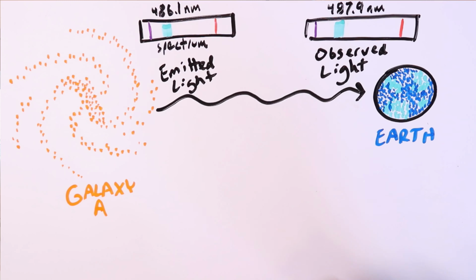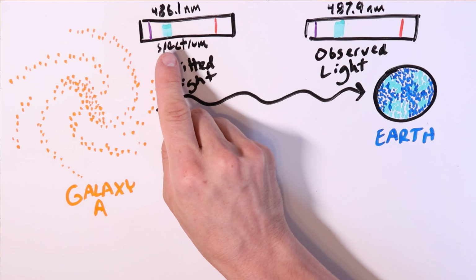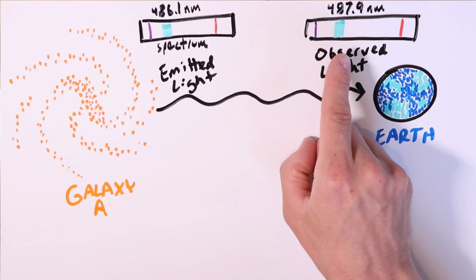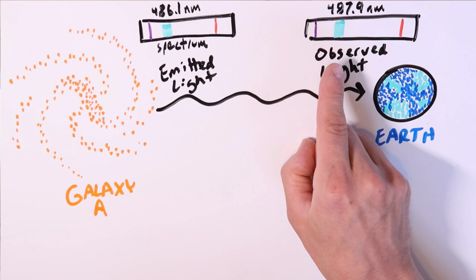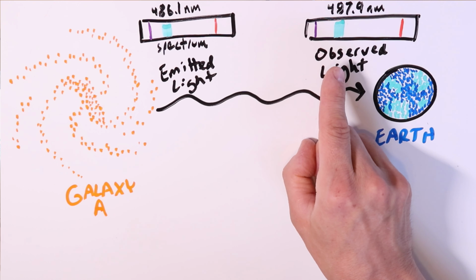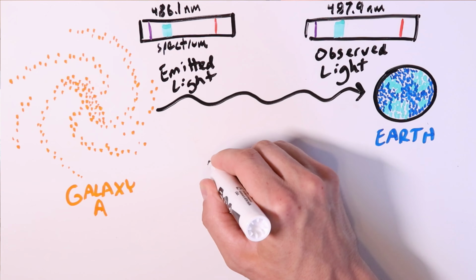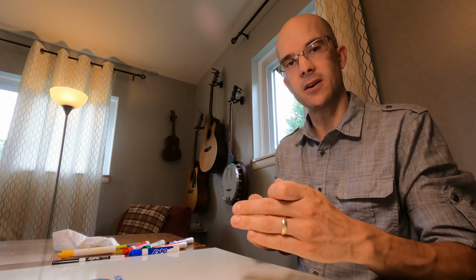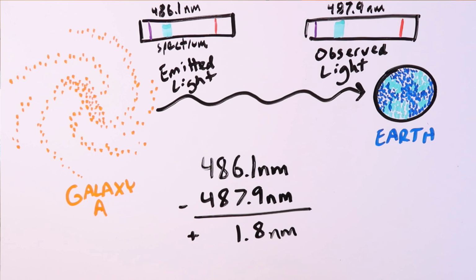We know that the emitted light from this galaxy includes this emission line at 486.1 nanometers. But in the observed light, by the time that light has traveled through space between that galaxy and Earth, we find that same emission line at 487.9 nanometers. The difference between these two values is positive 1.8 nanometers. The sign is important because it tells us what direction the galaxy is moving. In this case, the observed wavelength is larger than the emitted wavelength, so we give this difference a positive value.